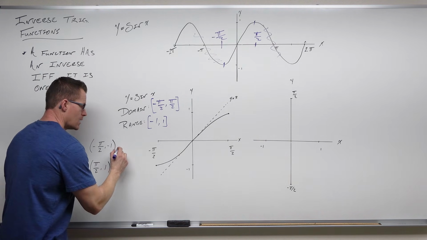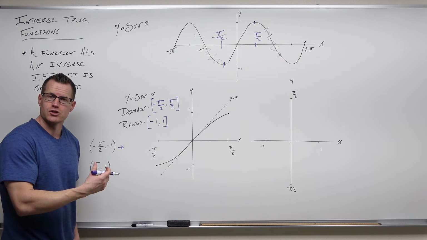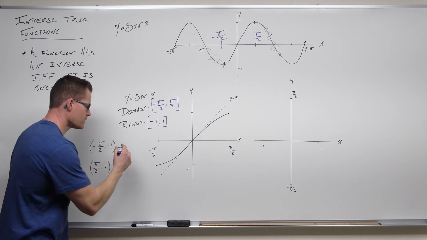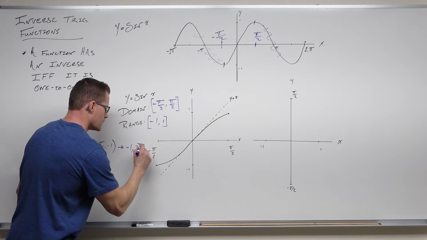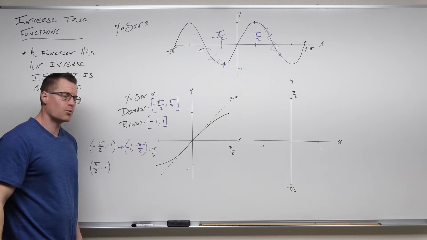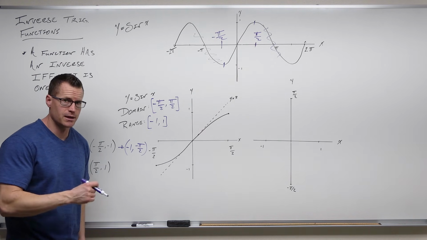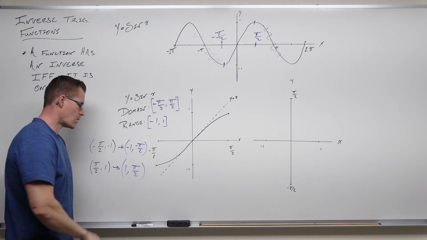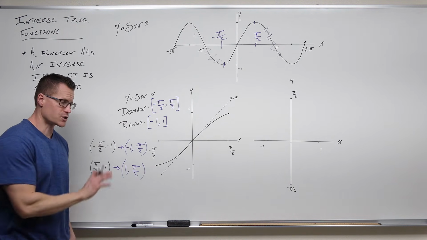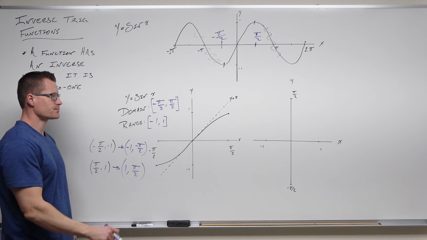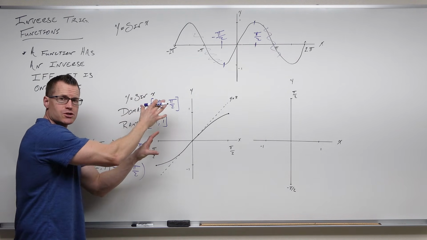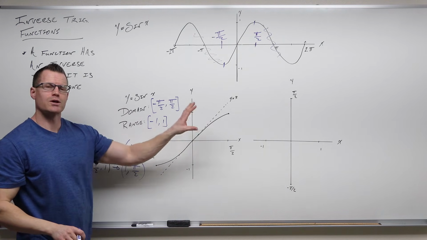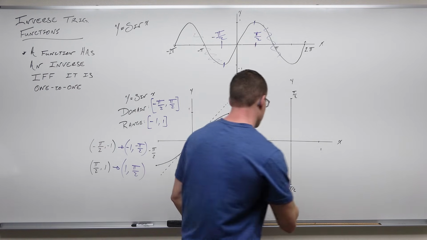What that means is that if I want to find an inverse function, if negative pi over 2 comma negative 1 is on my original function, then negative 1 comma negative pi over 2 is going to be on the inverse. Likewise, 1 comma pi over 2 is going to be on my inverse. I'm switching my x and my y. My domain is going to become my range, and my range is going to become my domain. My graph is going to reflect across y equals x. And we're going to get something just like this.